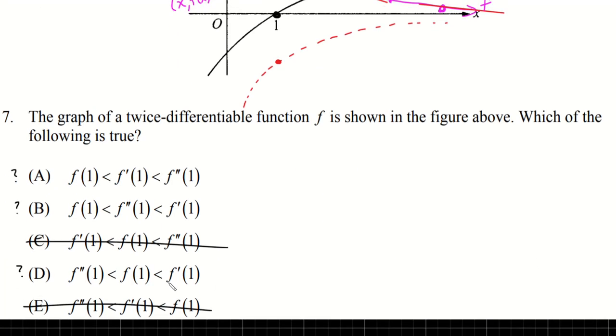Okay, f prime is the biggest. It's weird because it's written as greater than, so the order is funny in my head. This is the biggest, this is the middle, and this is the smallest, right? Boom.